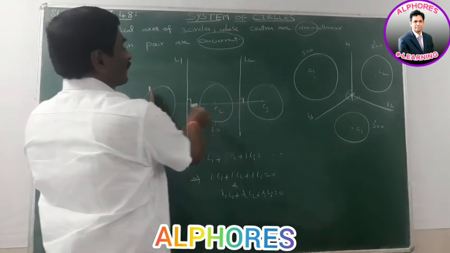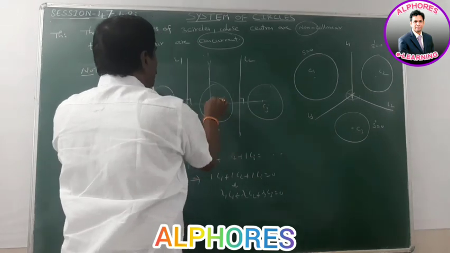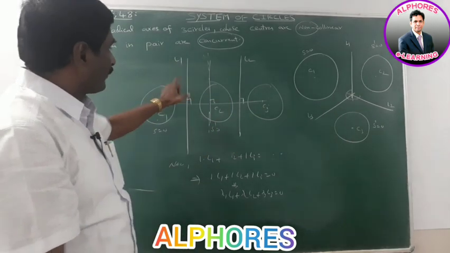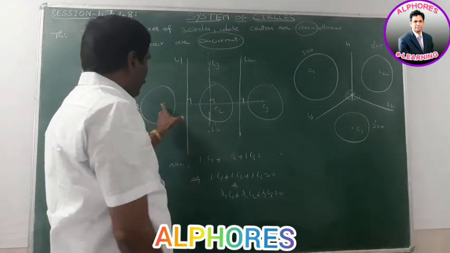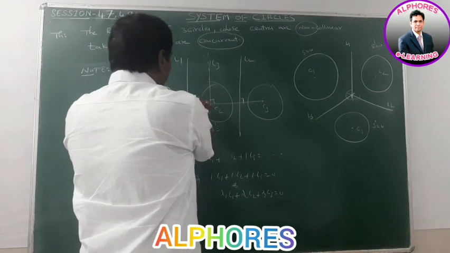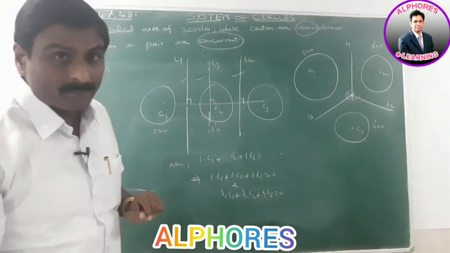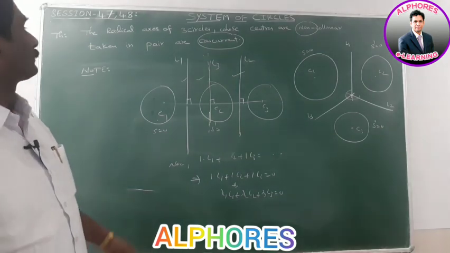Next, the radical axis for circles C1 and C3, in this way for the first and third circles, is also perpendicular. Please observe this point. L1, L2, L3 are perpendicular to the line joining the centers C1, C2, C3. That means this is perpendicular to this line, this is perpendicular. That means these three are parallel. These three are parallel. Please note this point.